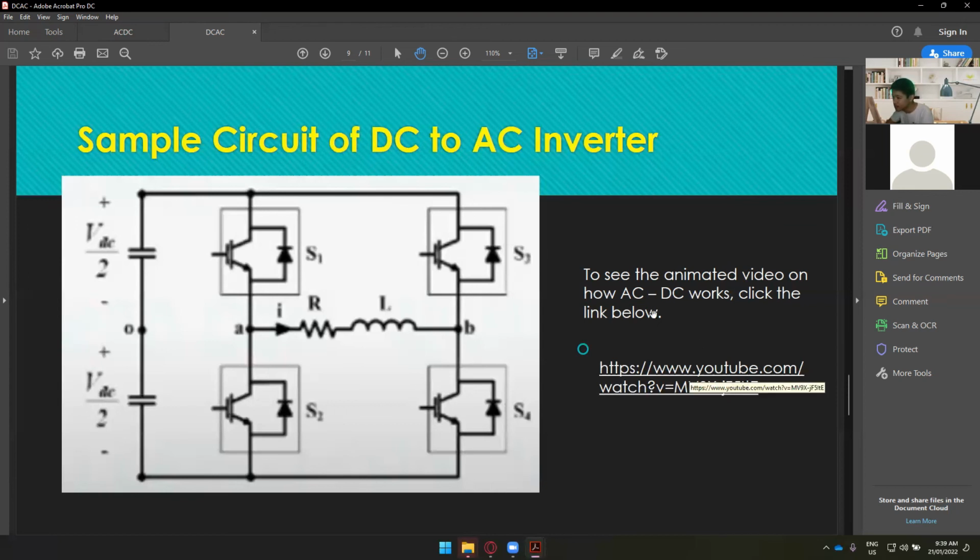Let me just check real quick. I don't know if this is a typo. Supposedly this one is DC to AC, since we are in DC to AC converter.